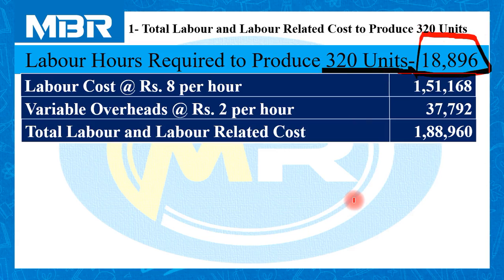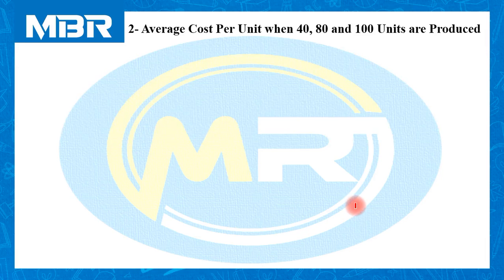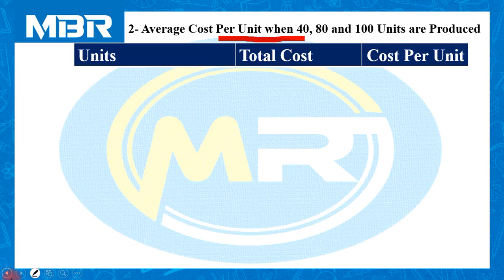Now the second question. In the second question there are three sub questions, A, B and C. And in the second question, we need to calculate the average cost per unit when 40, 80 and 100 units are produced. We have already completed this calculation earlier, so simply we need to copy the figure from the cost sheet.